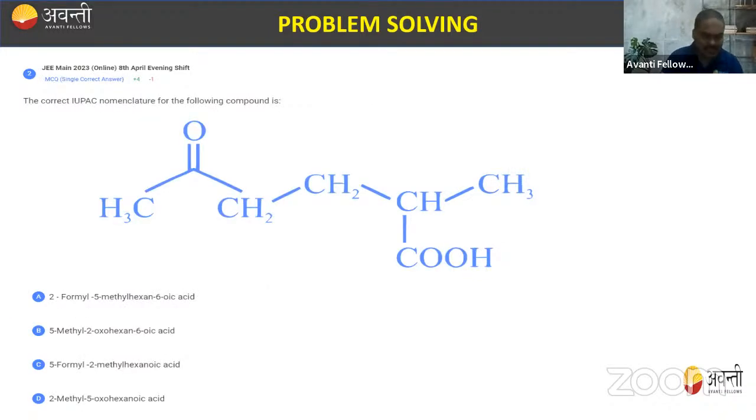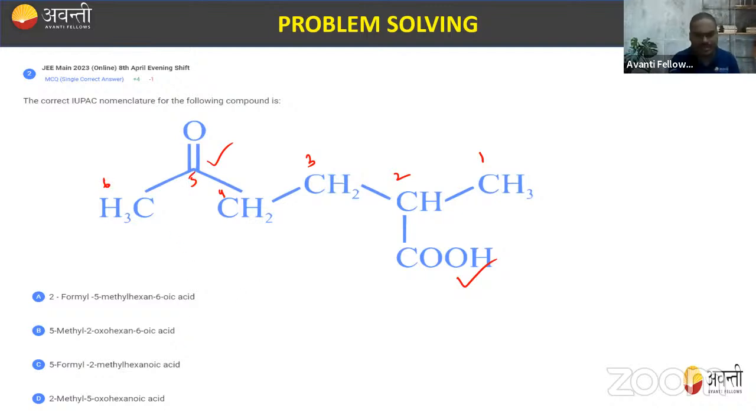Now, next is to write the IUPAC name of the following compound. In this, we have two functional groups, that is COOH and a ketonic functional group. Out of these, you need to find the correct priority. We start numbering from here, 1, 2, because we give priority to the carboxylic acid. So 1, 2, this is 3, this is 4, this is 5, and this is 6.